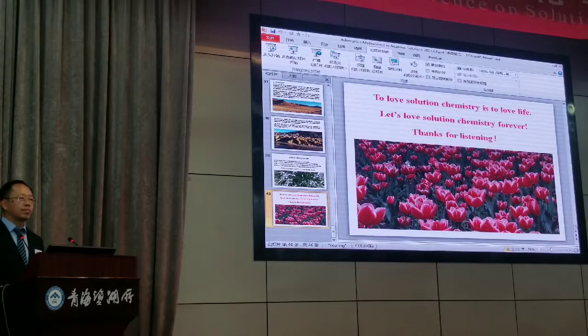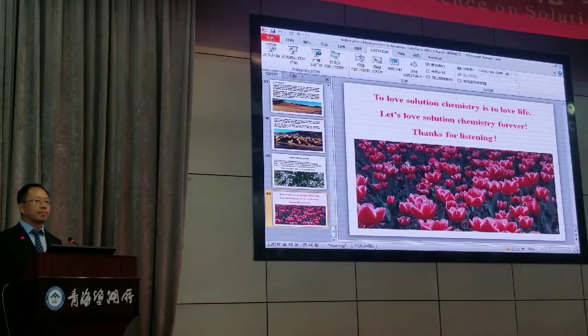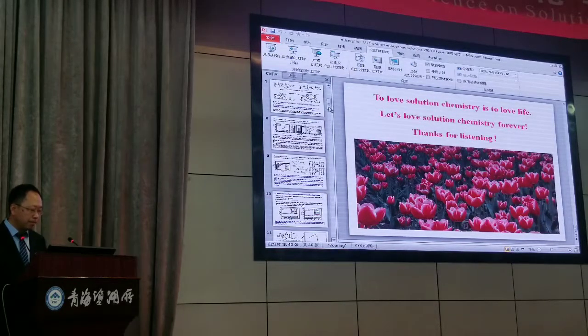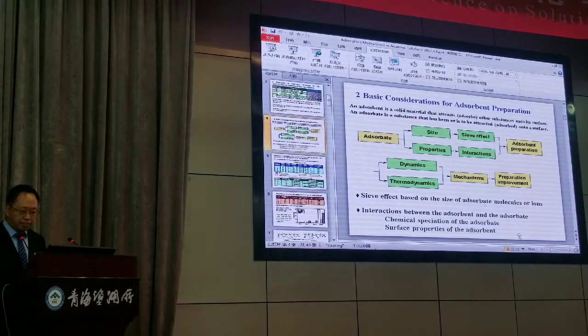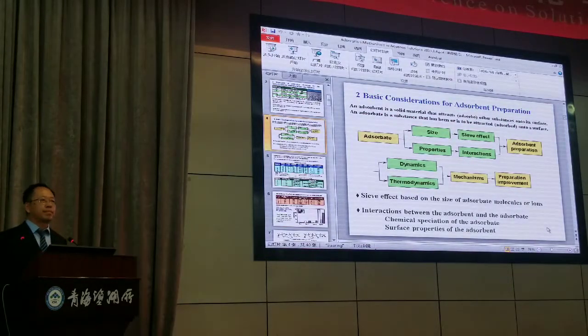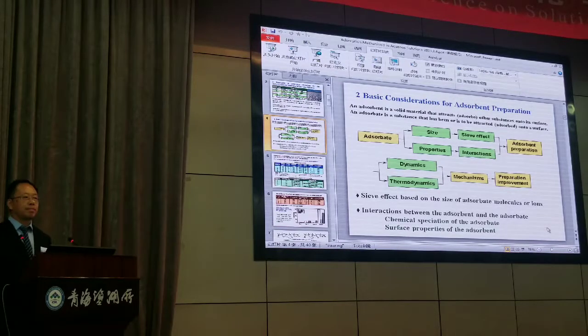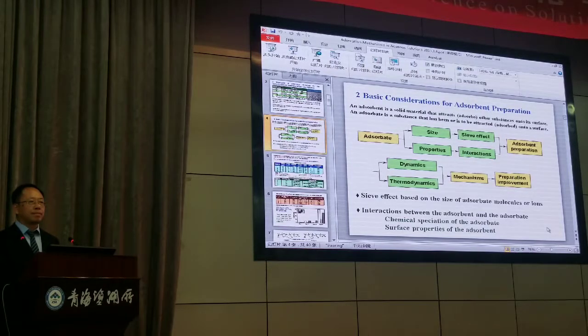It's a very nice lecture and it impressed me very much. So I have a short question. As you mentioned, the size of the adsorbates can change at different ionic strengths. Can we calculate the size at different ionic strengths? How can we calculate the value of the adsorbate size at different ionic strengths?